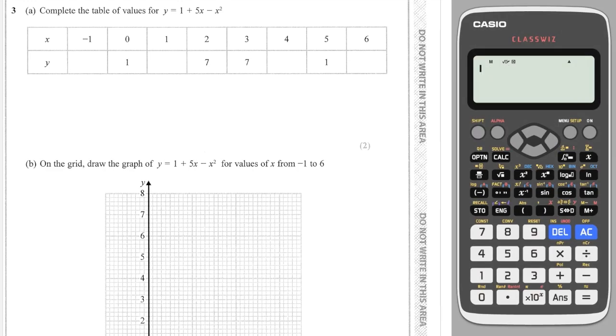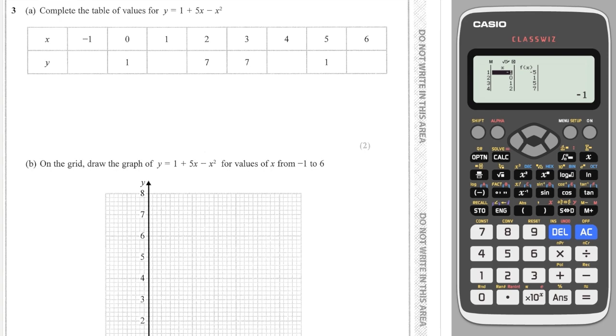Okay, so for a question like this, it's all about using the table function on your calculator. So you go down to table and you type in the function, which is 1 plus 5x minus x squared. You press equals. You only do one function at a time, so you press equals again. You start at minus 1 because that's the first x value, and you go up to 6 because that's the last one. And the gap between the x values is 1.